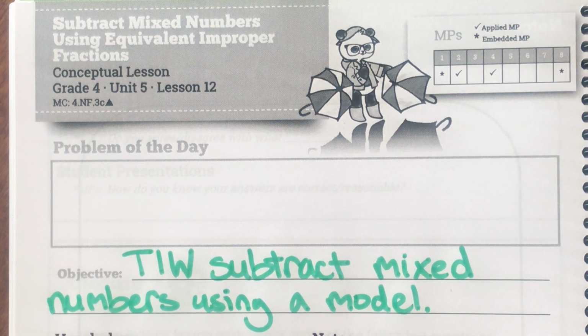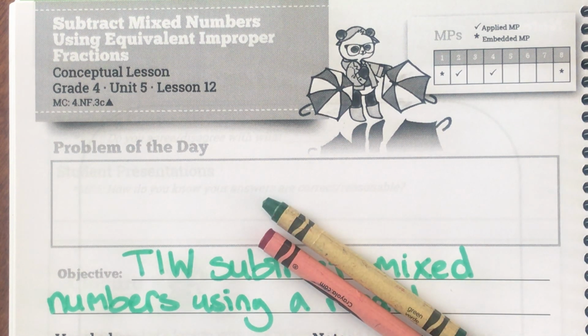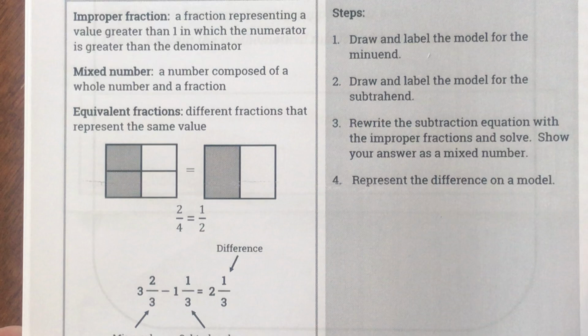a model, you're going to want something to shade with. You're going to notice I'm not going to be using my red and green crayons. You could use a light colored crayon, a light colored pencil, a highlighter, but you're going to want something to do some shading with. Okay, so let's look at our vocabulary.